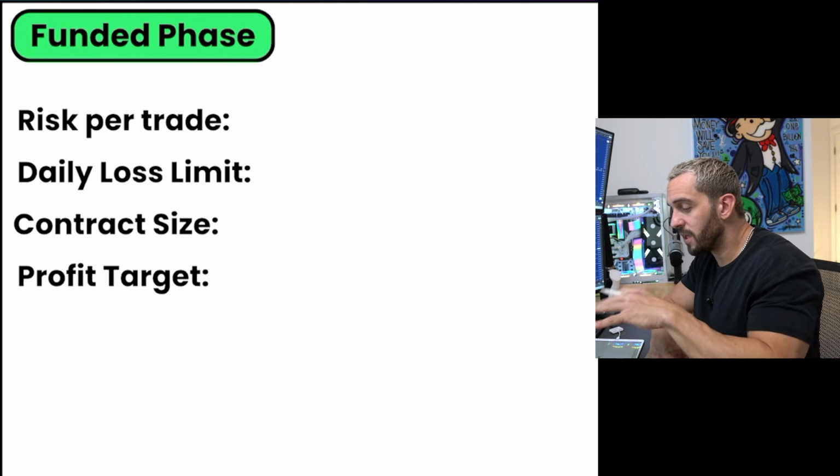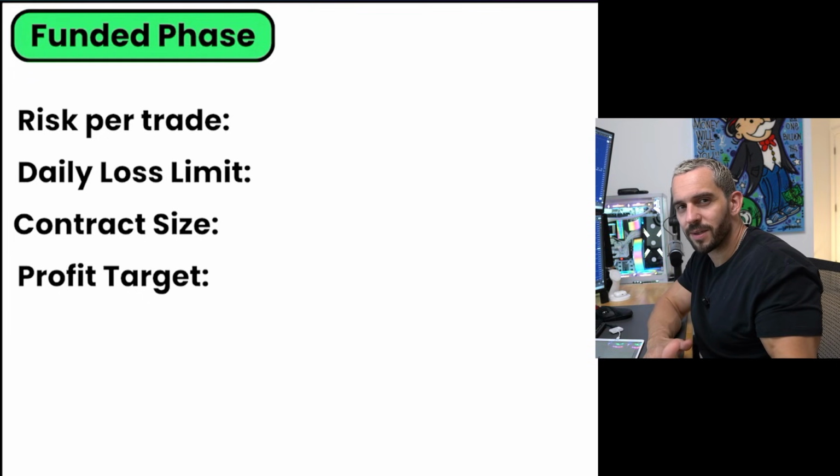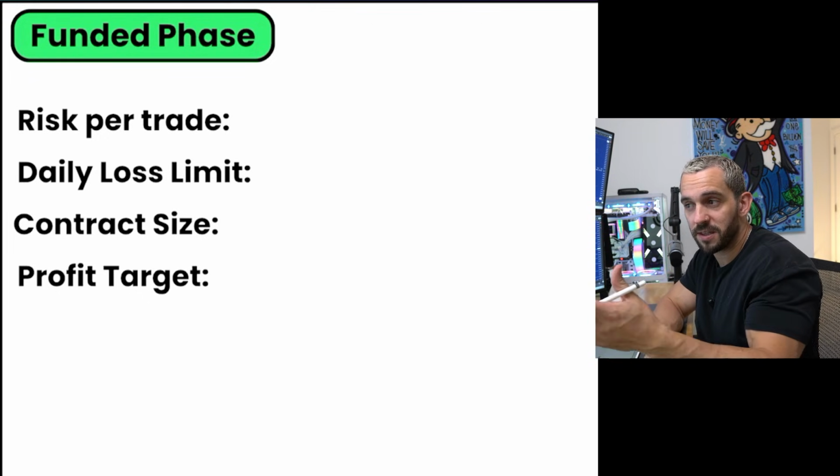Now, as far as I know, when you're in the funded phase, the prop firms give you the exact same account size that you were in the challenge phase with, right? I haven't seen one that gives you a different size.